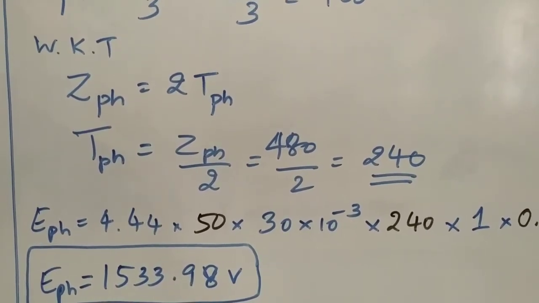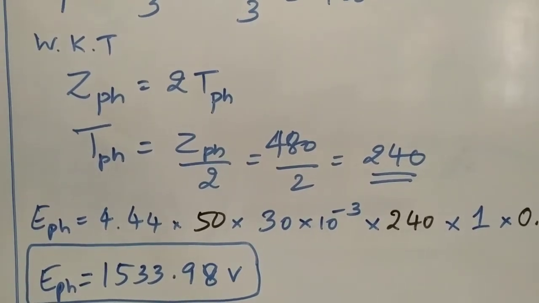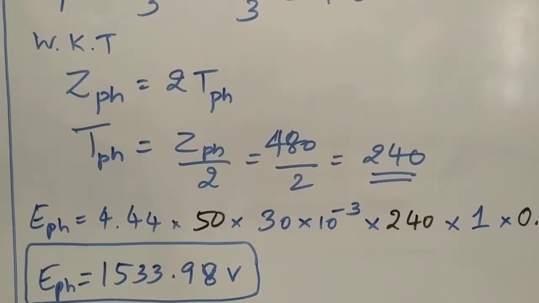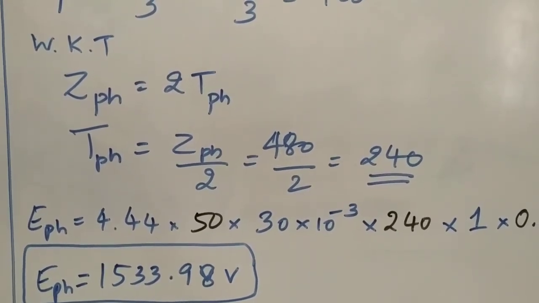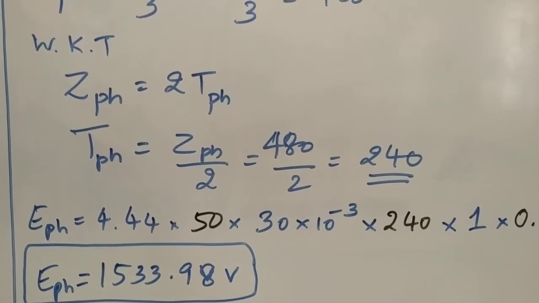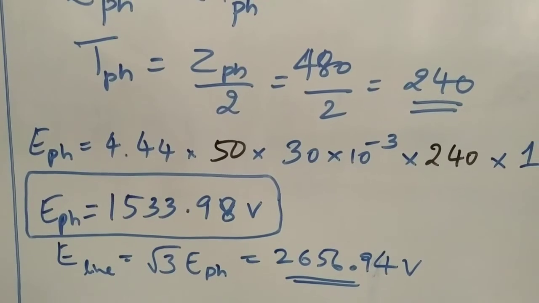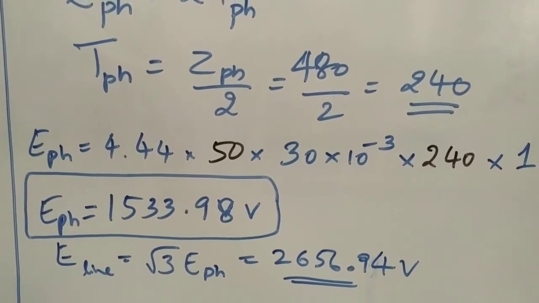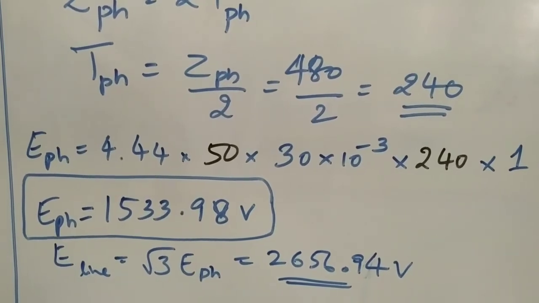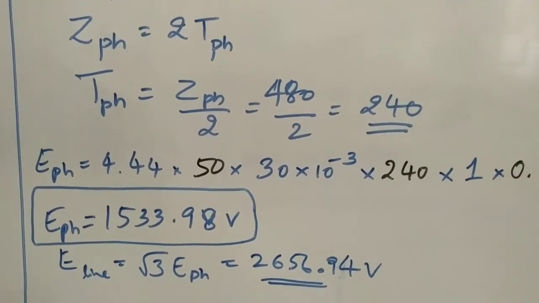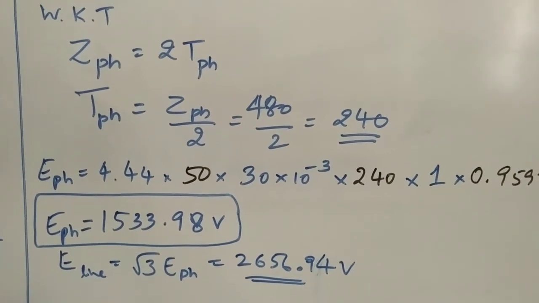That is by considering that in the problem they have given a star connection. So we should know the relationship. As you all know, E phase is equal to E line divided by root 3. So E line is equal to root 3 times E phase. So let us solve the line voltage, that is E line. We get the value of E line voltage as 2656.94 volts.